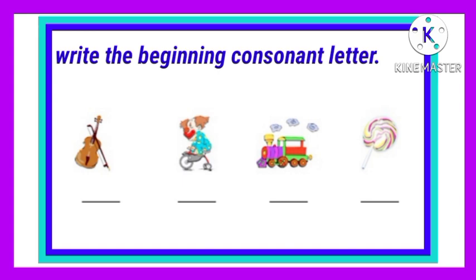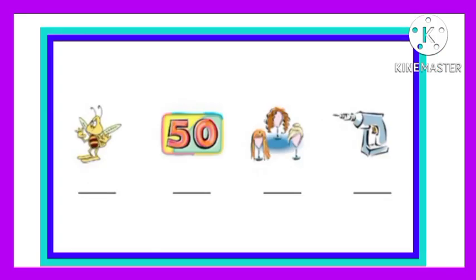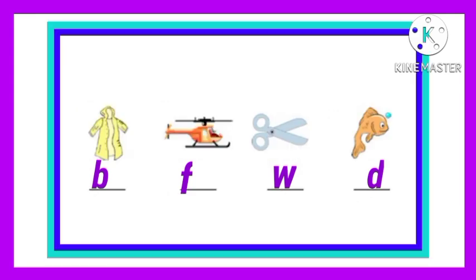Write the beginning consonant letters. V for violin, J for joker, T for train, L for lollipop. B for bee, F for fan, W for wig, D for drill machine.